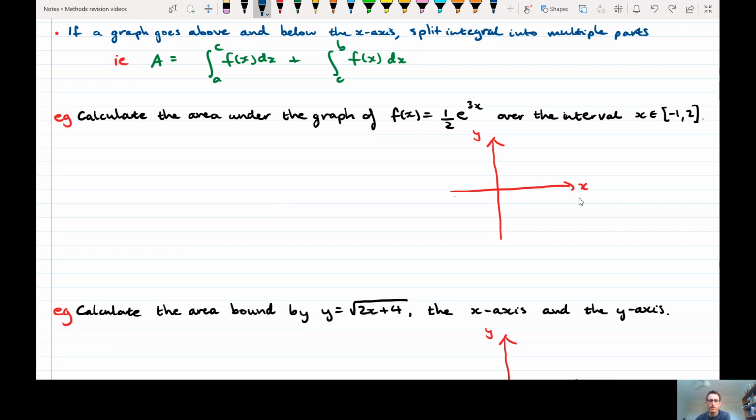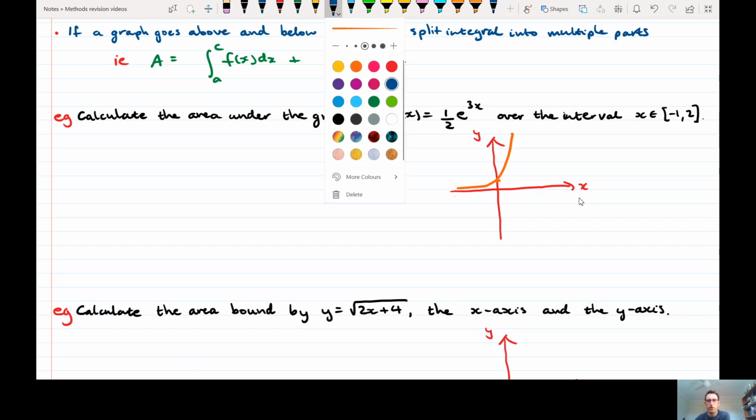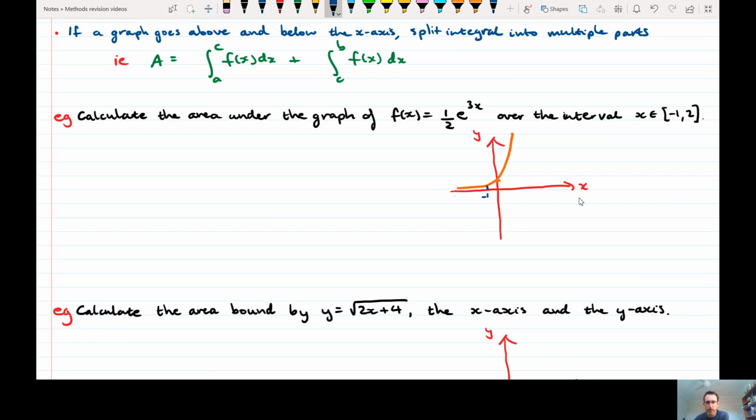Now we have a graph of 1/2 e to the 3x. We know that is an exponential graph. x equals 0 will give me e to the 0 being 1. Times it by a half will be a half, so that y-intercept is a half. It is a positive power, which means it must be coming from this side and then going up like that. So when I'm asked to find the area between these 2 points of -1 and 2, it's looking something like -1 there to 2 there. Something like that is the area we're trying to find.